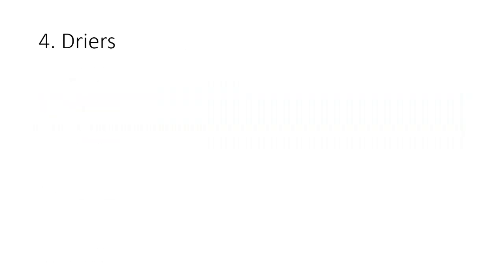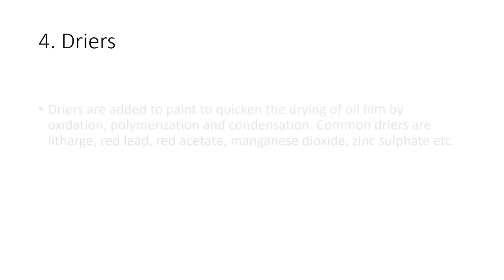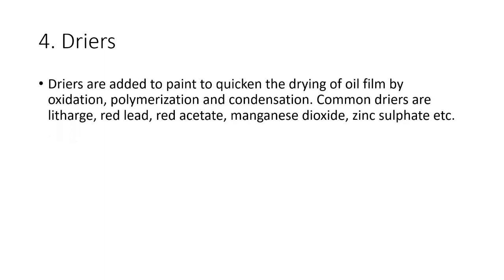Now we will go through the dryers. This is the fourth important constituent of paint. So what are dryers? After you apply the paint over a particular surface, there should be some kind of drying agent which will enhance the drying process. So dryers are added to paint to quicken the drying of the oil film by oxidation, polymerization, and condensation.